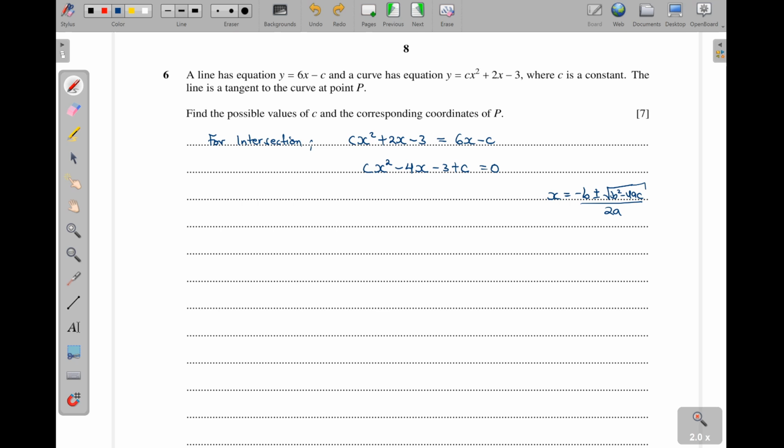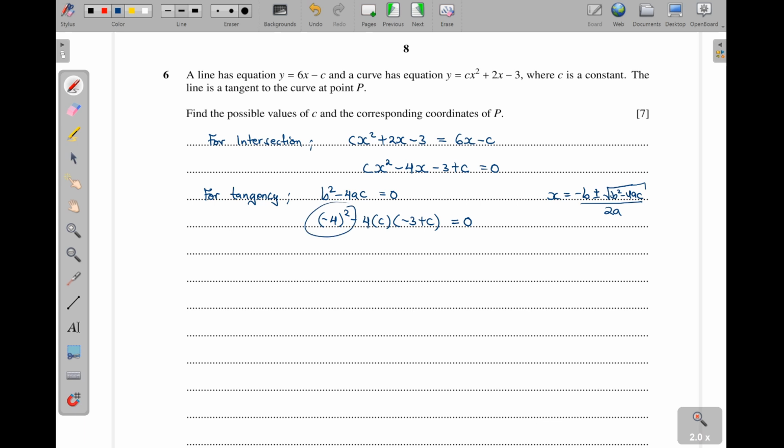Now, since they say that this line is a tangent, it meets the curve at only one point. That means there is a repeated root there. So for tangency, b squared minus 4ac has to be equal to 0. What is our b? It is negative 4. We square it, then minus 4. What is our a? It is the c here. And what is the c? It is the whole of this one here, minus 3, then plus c. I equate this one to 0.